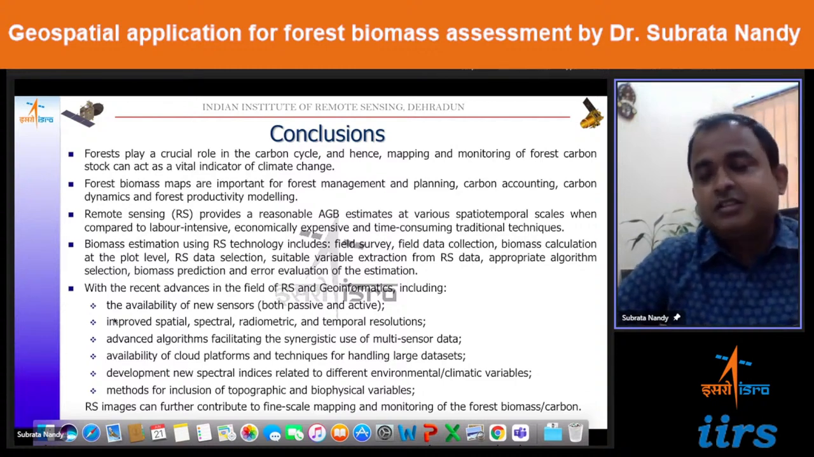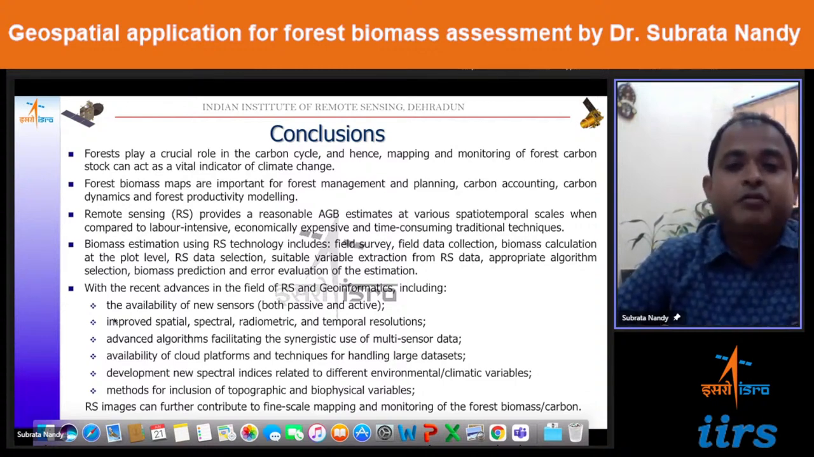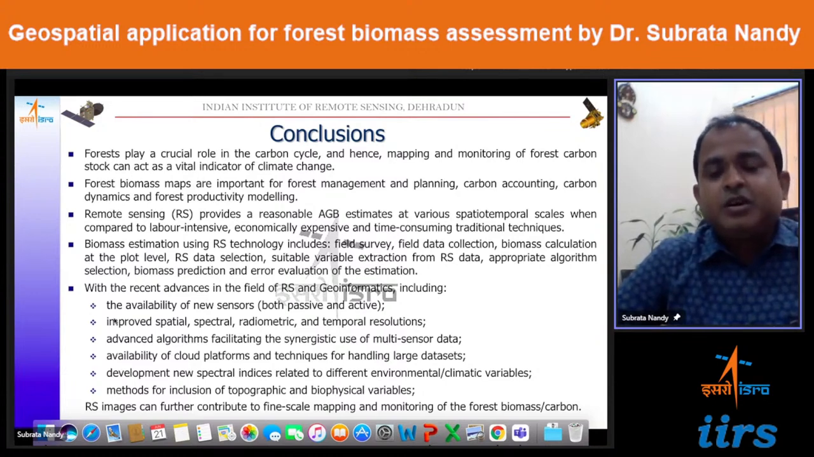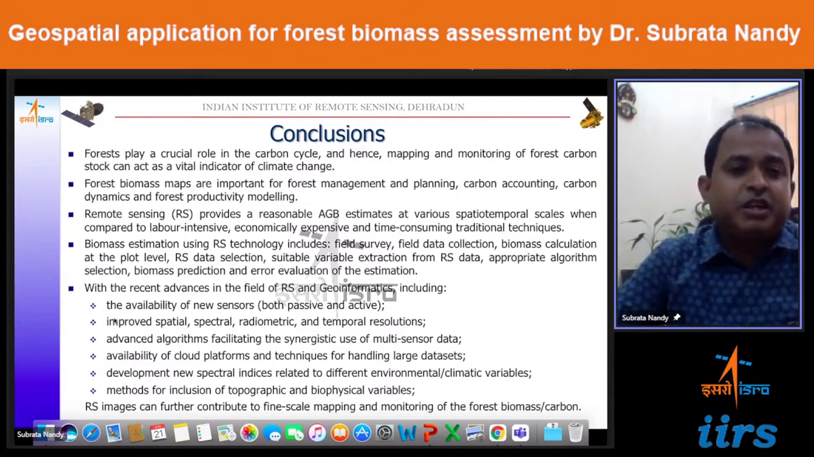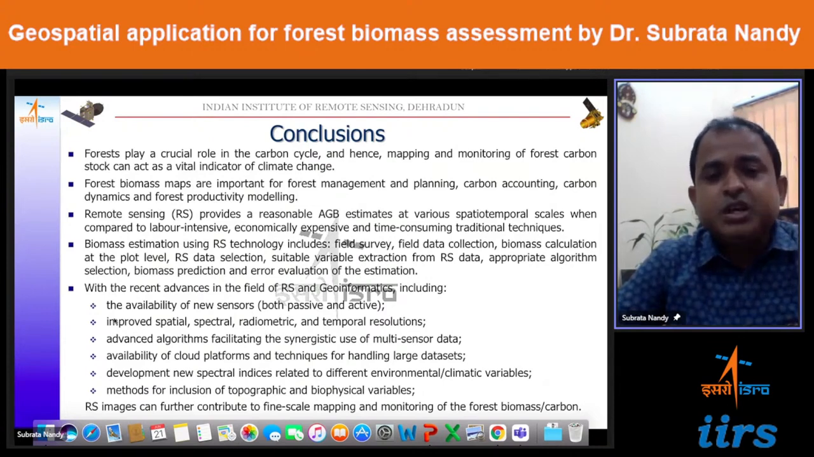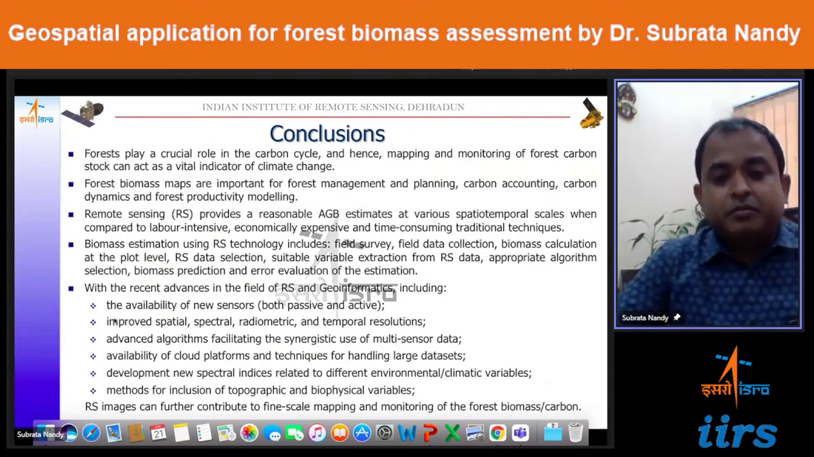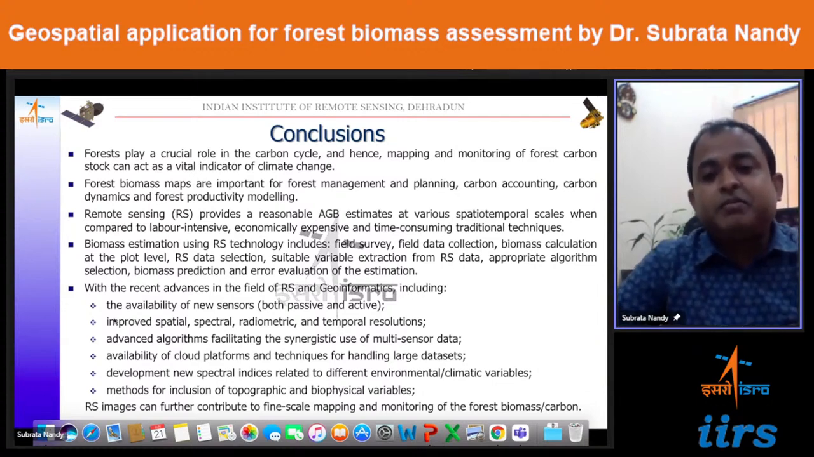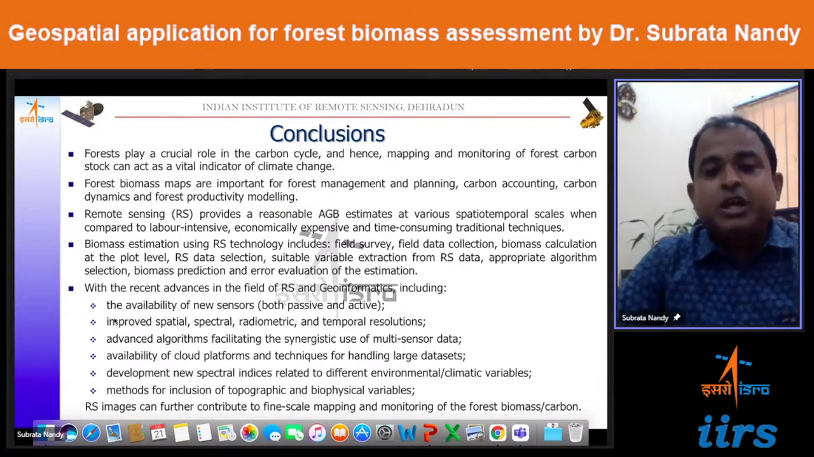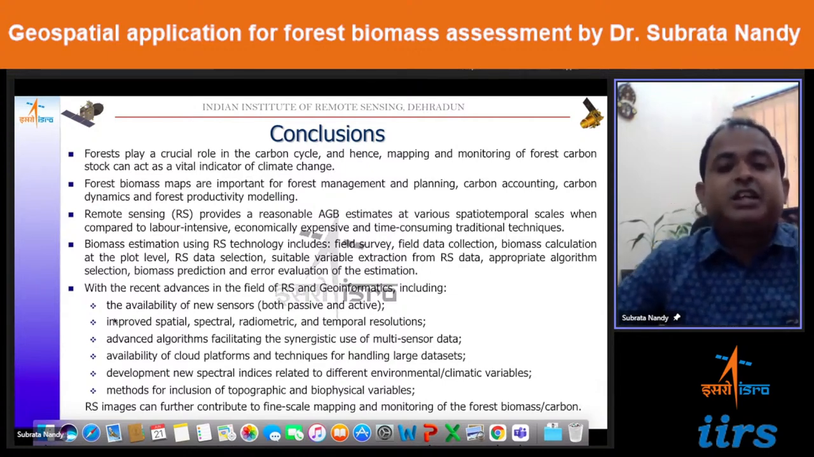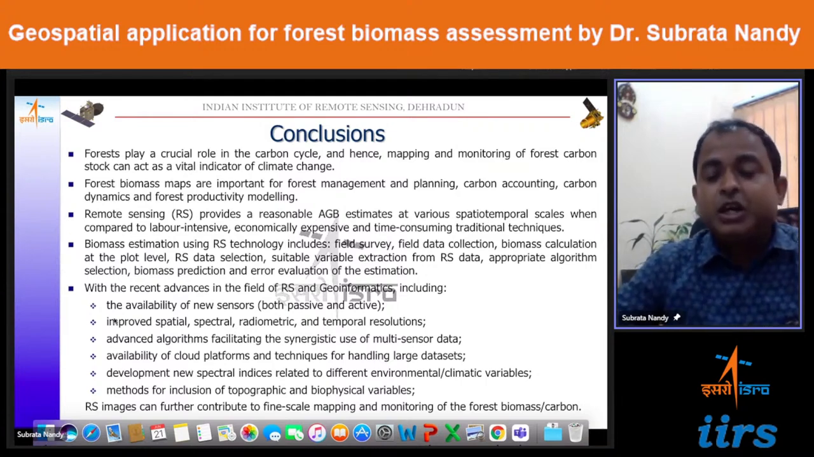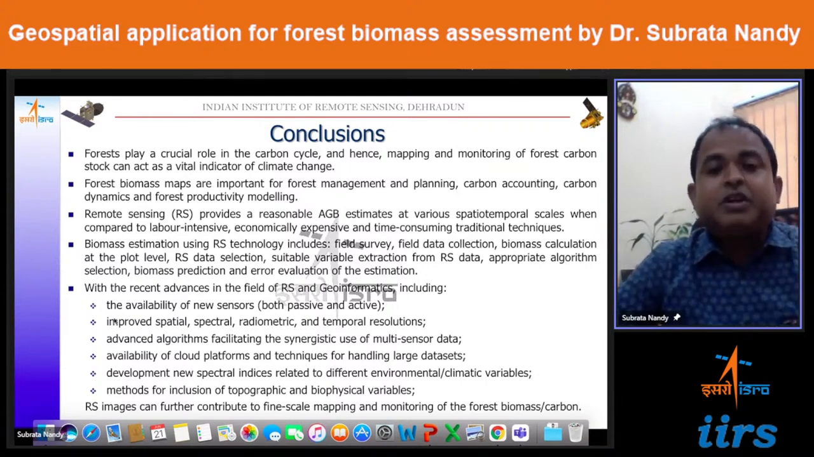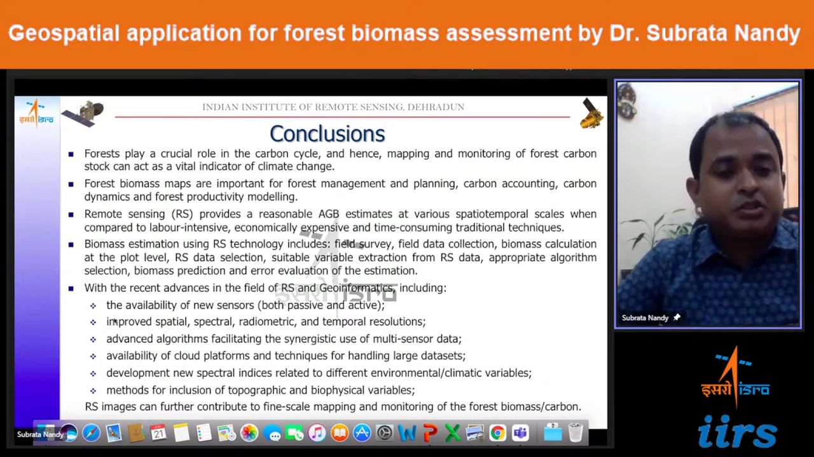To conclude, as we know, forests play a very important role in the carbon cycle, hence mapping as well as monitoring of forest carbon should be done very effectively, and remote sensing plays a very important role here. By integrating field inventory data with satellite data, we can very effectively map the biomass. So it is not only remote sensing or only field data; it is the integration of the two that lets us effectively map and monitor the forest carbon stock in an area.